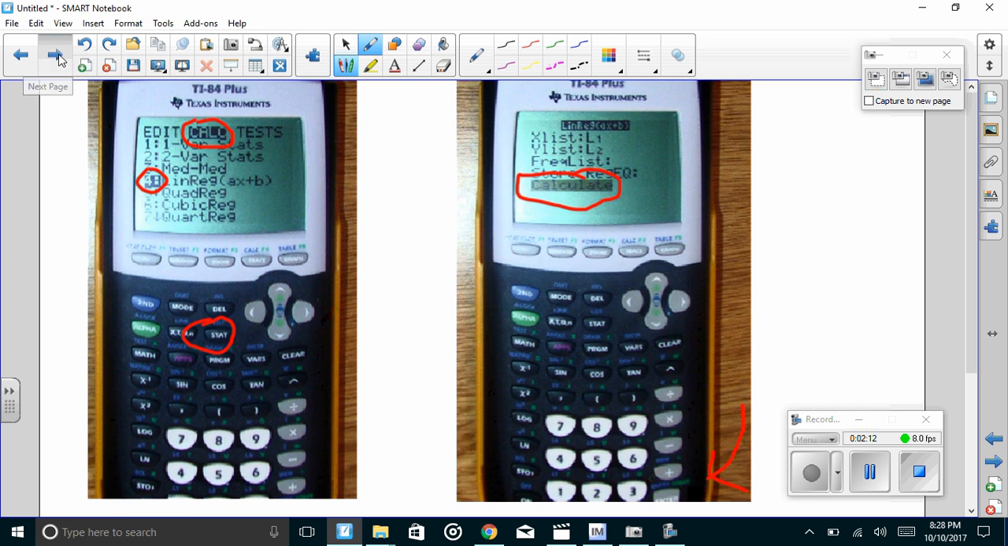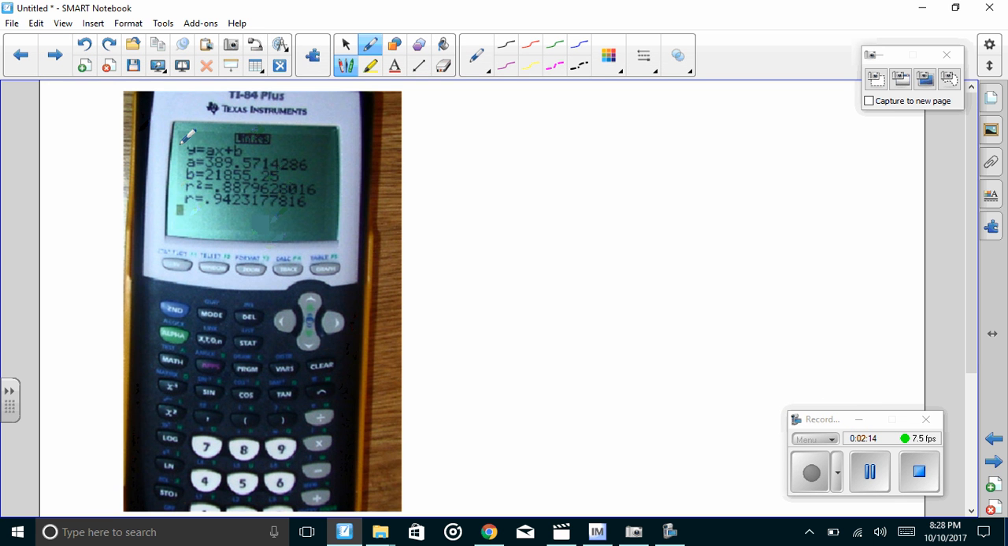All right, and then once you do that, you'll have this data right here. And this is how we get our equation. Okay, we start off with the y equals mx plus b, but instead of m, they have an a. Then they give us the value for A, which is 389.57, but they want us to round to the nearest whole number, so we'll make that 390. The B is going to be 21,855. And we have that R. That R is going to be important later. I'm going to come back to that.